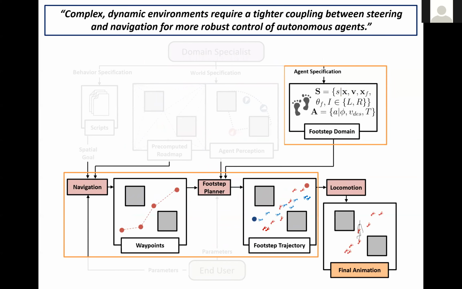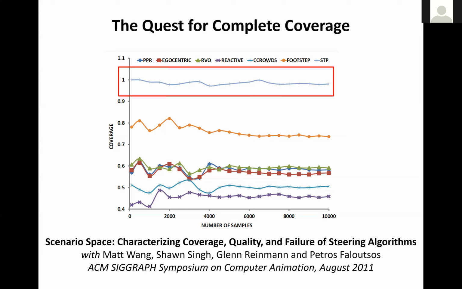Catherine's asking, how are the possible scenarios determined, especially since it was mentioned earlier that it is not possible to cover all scenarios? Catherine, that is a wonderful question. I encourage you to take a look at this paper, Scenario Space, which characterizes coverage, quality, and failure of steering algorithms. It comes up with a way of representing and sampling the scenario space of agents and crowds. You're absolutely right, there's no theoretical or grounded way of quantifying all possible scenarios. So what we come up with is an approximate discrete representation of this space, and strategies to sample the space. Please take a look at this paper.